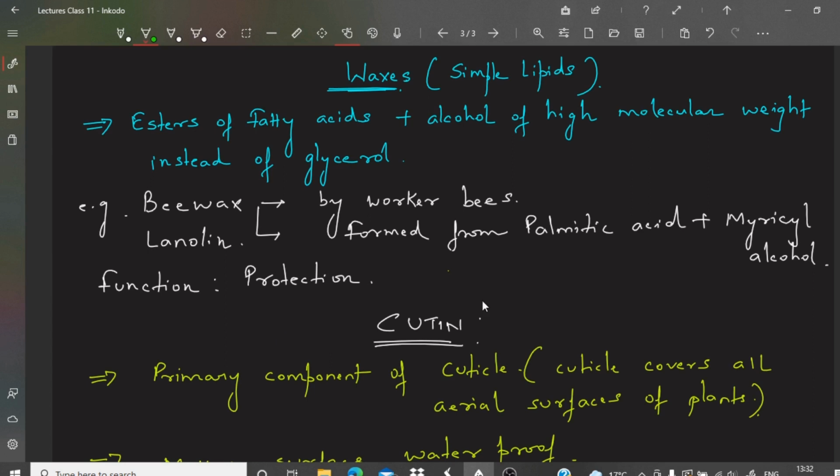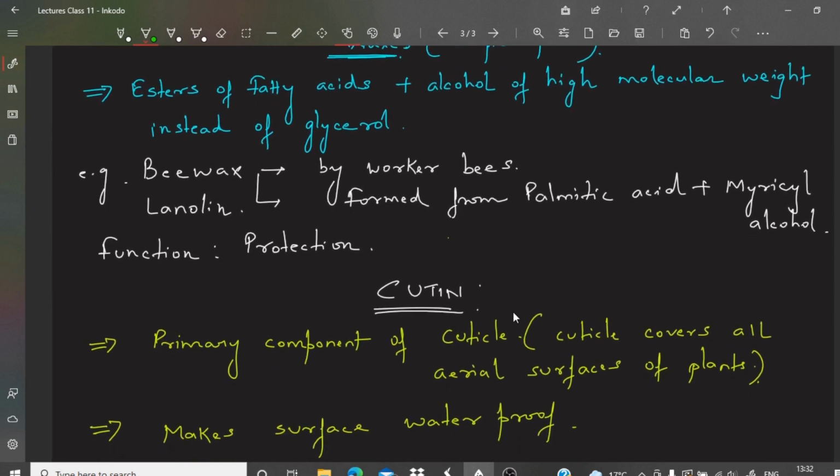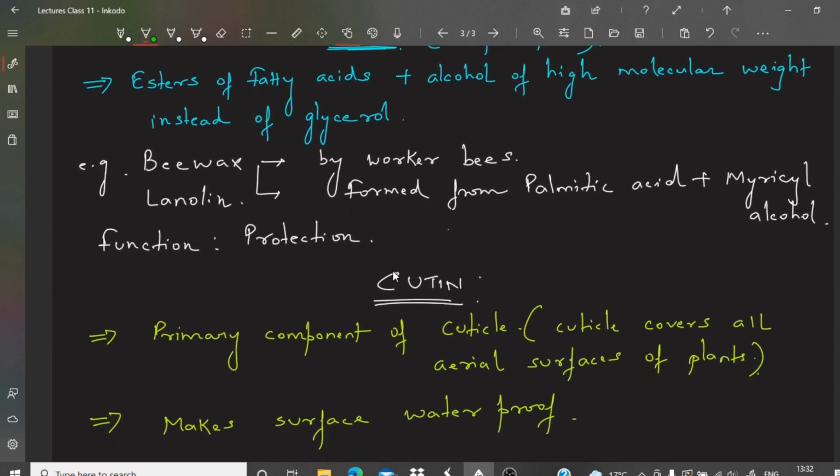Alright, now the second category under the simple lipids is cutin. Cutin is that particular lipid component which is present in the cuticle. Cuticle is the outer covering of the plant part, specifically the leaves. So the major component of this cuticle is cutin. It is present on the aerial surfaces of plants, and this cutin makes the surface waterproof. Again, it is playing a part in protection only.